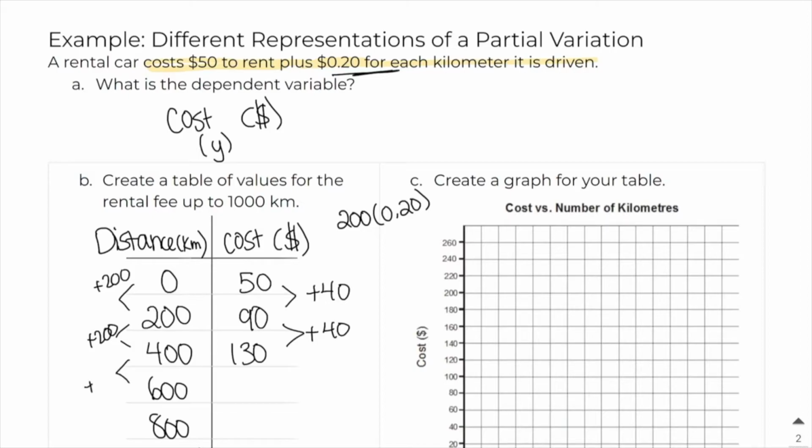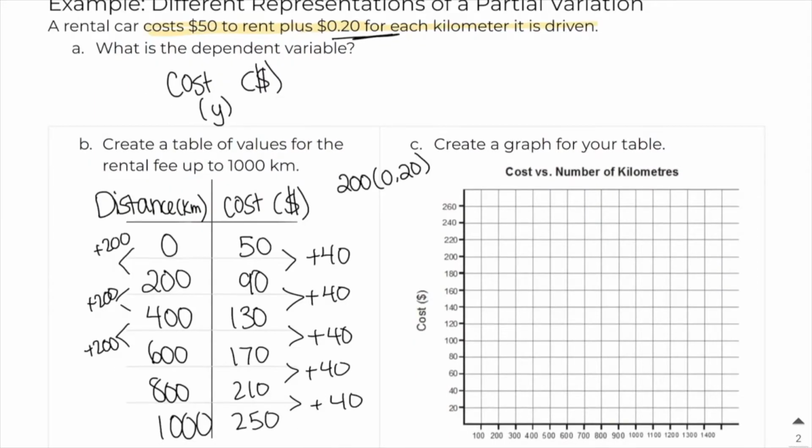Here's an extra 200 kilometers. So here's an extra $40. So I'll be at $170. So the next one I would add 40 to it. So I'd get 210. And then the last one I would add 40 to it and I would get $250. Okay. Now we can use this information to create a graph for our table.